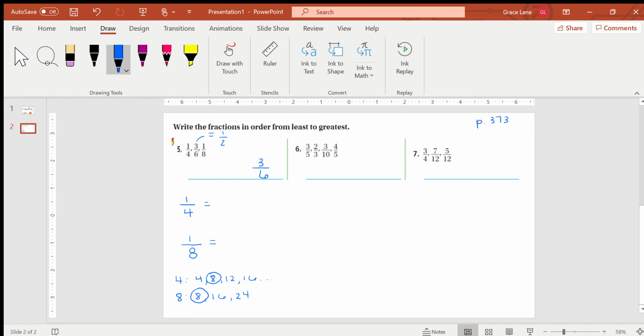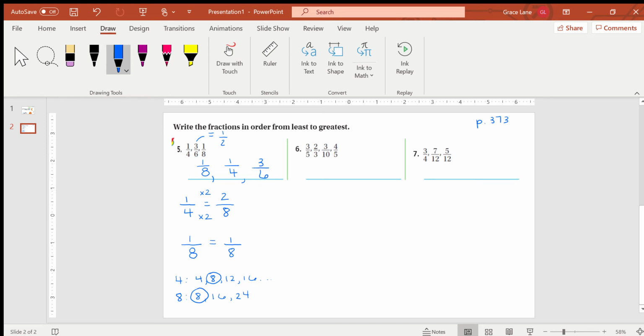Since 1/8 is already in eighths, I'm going to choose to use 8, so I only have to change one fraction. So if I want to change fourths to eighths, remember you have to figure out the puzzle, like what we're going to multiply by. Because 4 times 2 is equal to 8, we also do that to the numerator. It becomes 2/8. So now if you compare 1/8 and 2/8, 1/8 is the smallest fraction in the list, and then 1/4 would be the middle fraction, and I put them in order from least to greatest.